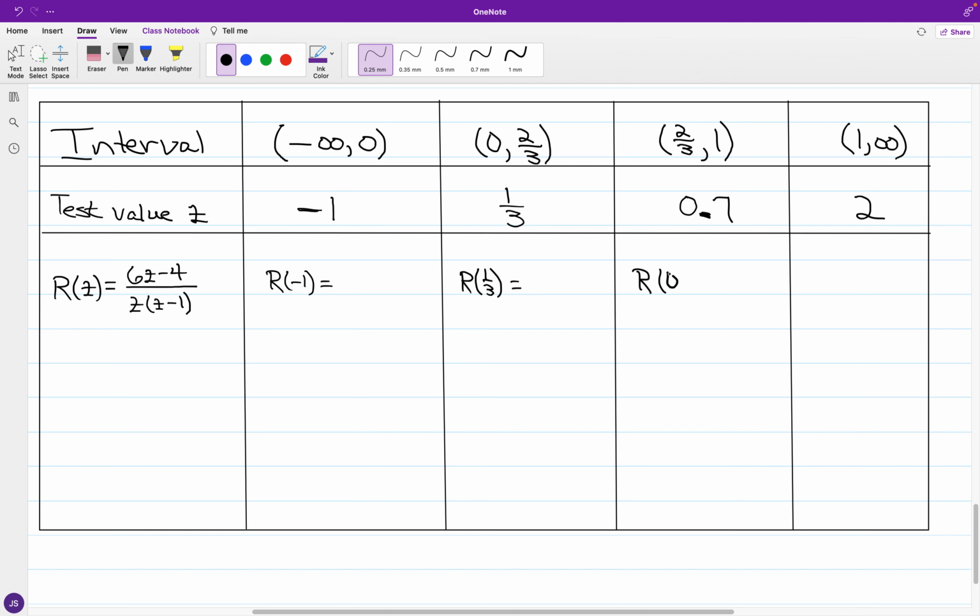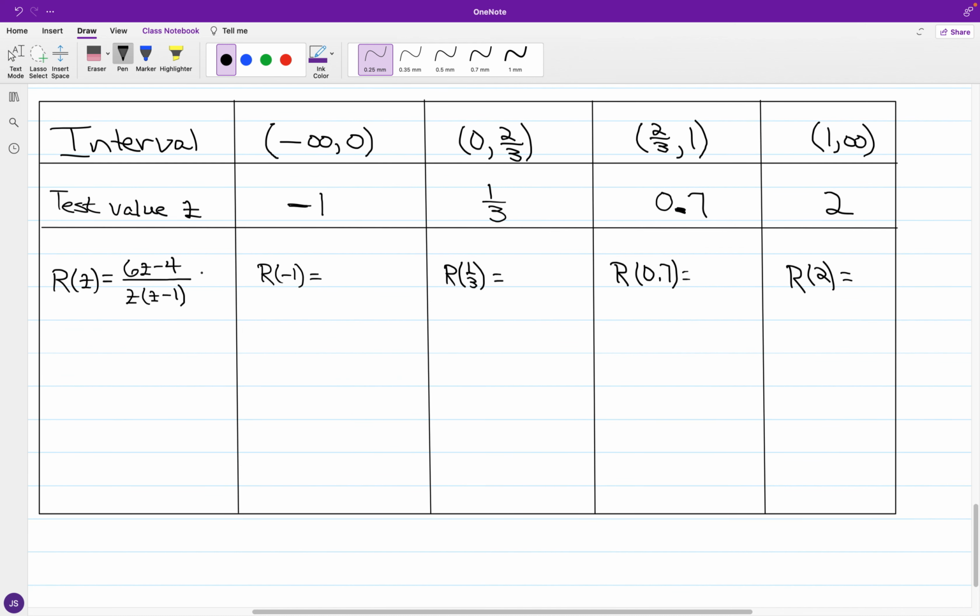Okay, now for the function values, the important thing is not so much the exactness of the value as it is the sign value. For -1, I have 6 times -1 minus 4, which is -10, and then -1 times -2 is a positive 2, so you have -10 over 2, and that is going to become -5.